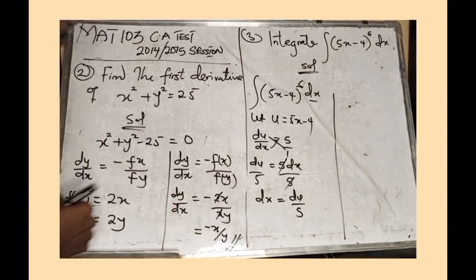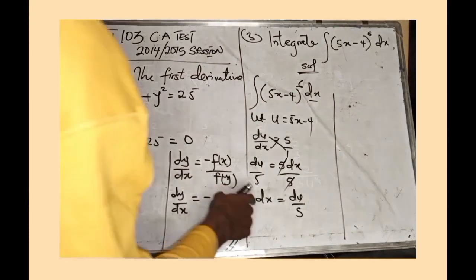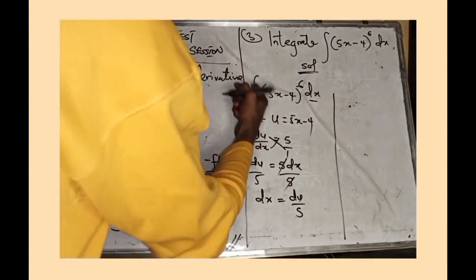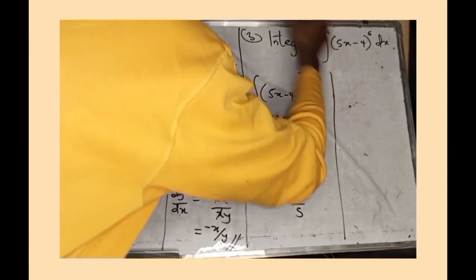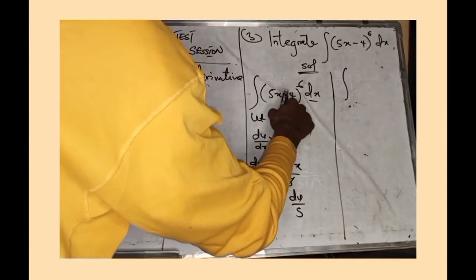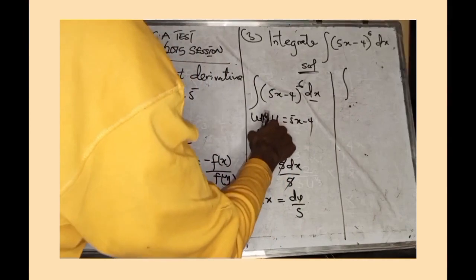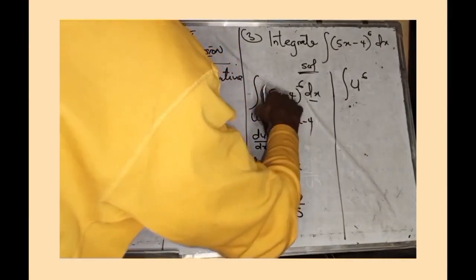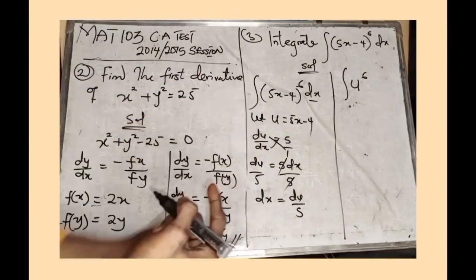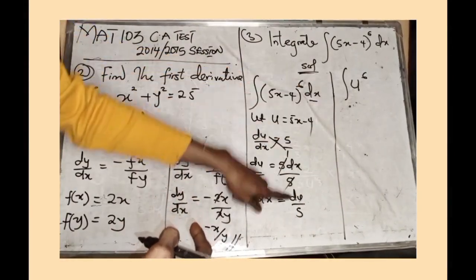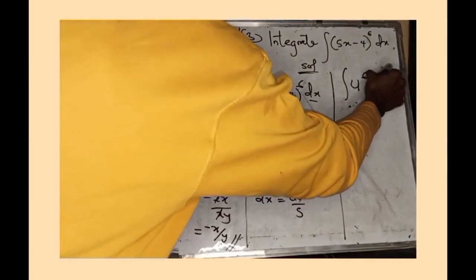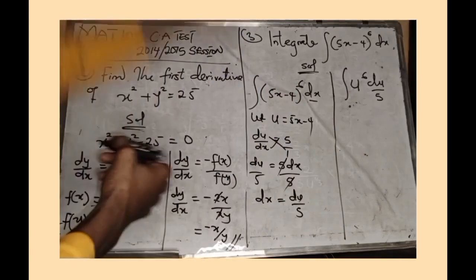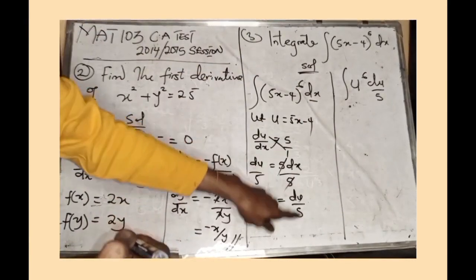Now, anywhere I see dx, I'm going to replace it with du over 5. Coming over to this place, I have the integral of, remember I already named this to be u, so this becomes u power 6. I can't integrate u with respect to x. Remember, we've gotten the value of dx to be du over 5. So instead of putting dx, I'm using du over 5.